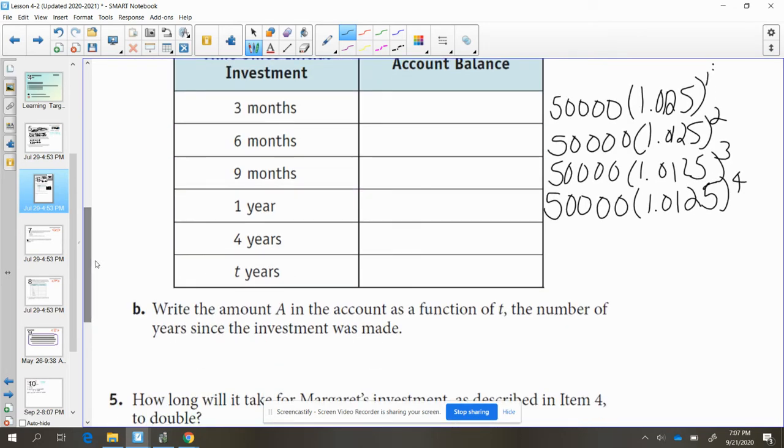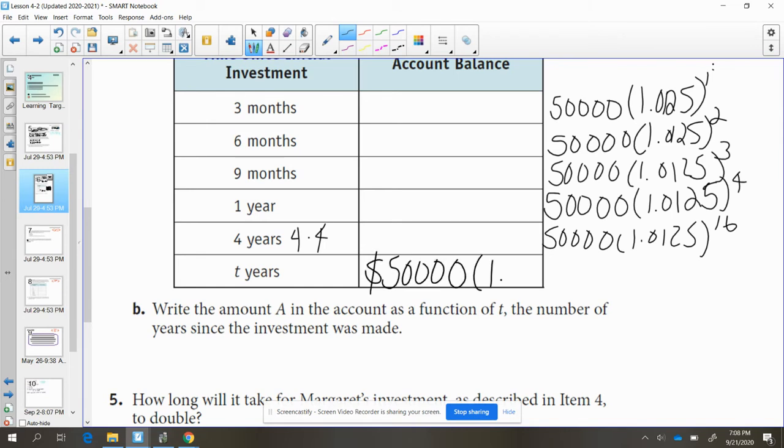So what that means is after 4 years, really it's been compounded 16 times, because it's 4 times a year times 4 years. So we would see $50,000 times 1.0125 to the 16th. To check on it after T years, we're going to have that $50,000 times 1.0125 to the 4T, because we have to account for that every 3 months.